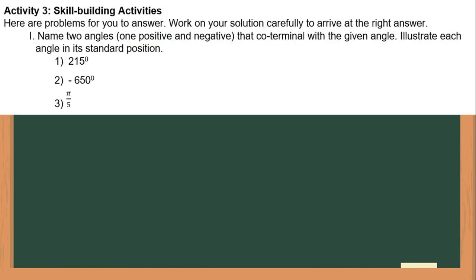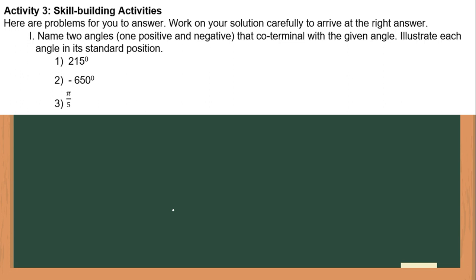Next. Here are the problems for you to answer. Binigay ko na sa inyo yung mga sasagutan, then tulungan ko kayo kung paano sasagutan. Ilagay nyo na yung tamang sagot dyan and then yung solution ninyo. Number one, the question here is name two angles, one positive and one negative, that are coterminal with the given angle.